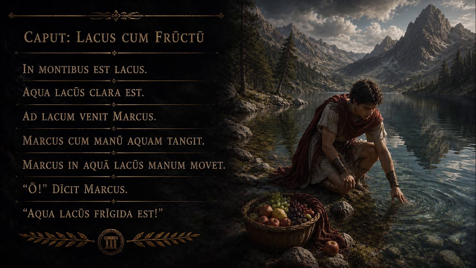Lacus cum fructu. In montibus est lacus. Aqua lacus clara est. Ad lacum venit Marcus. Marcus cum manu aquam tangit. Marcus in aqua lacus manum movet. O dicit Marcus, aqua lacus frigida est.